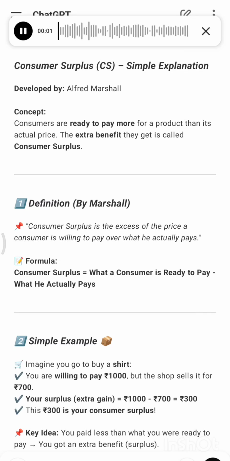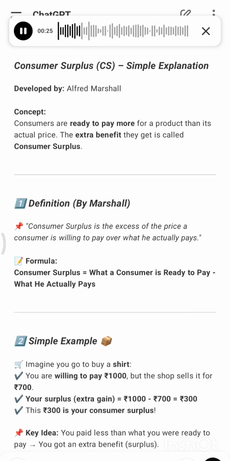Consumer Surplus (CS) simple explanation, developed by Alfred Marshall. Concept: consumers are ready to pay more for a product than its actual price. The extra benefit they get is called consumer surplus. 1. Definition by Marshall: consumer surplus is the excess of the price a consumer is willing to pay over what he actually pays.